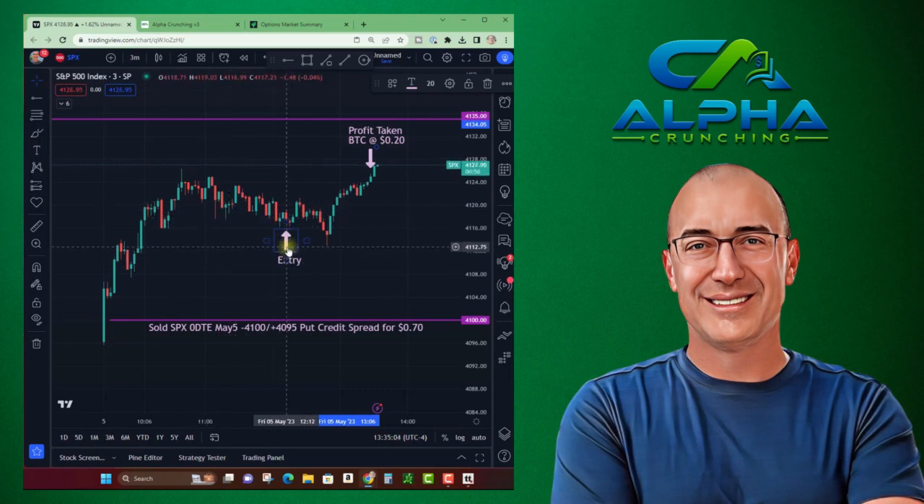I ended up entering the put credit spread here. This was about noon or so, and I sold the 4100 put and bought the 4095 put for a net credit of 70. The idea here was, yeah, maybe we could pull back a little bit more, and I would look to add to that position with the idea that 4100 should be a solid level.